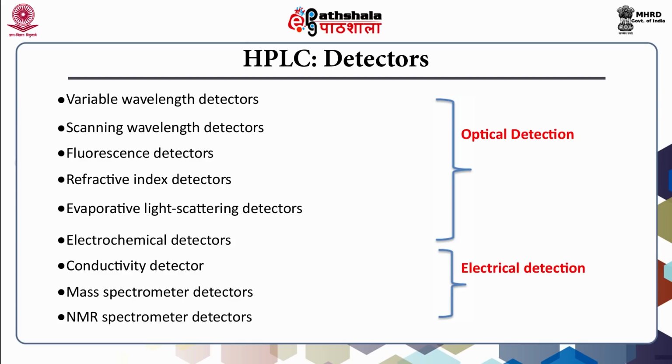These last 2 detectors, the mass spectrophotometer detector and NMR spectrophotometer detector, are generally present in those instruments where there is a combination of HPLC and mass spectrophotometry, and a combination of HPLC and NMR spectrophotometry.